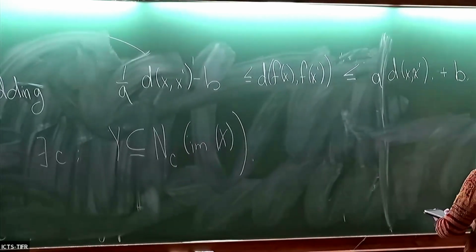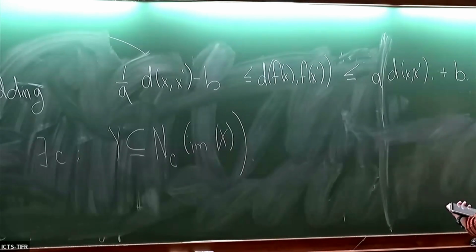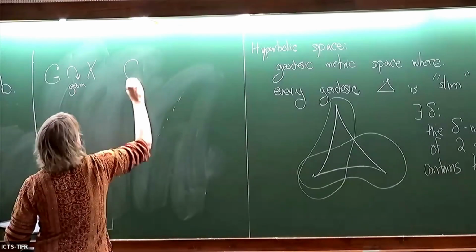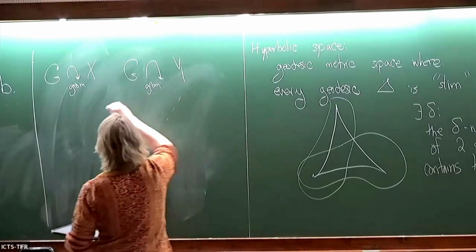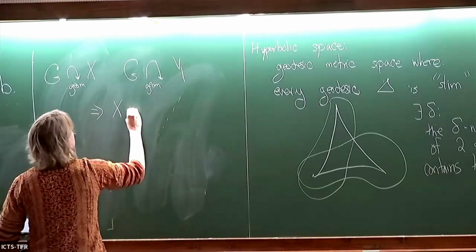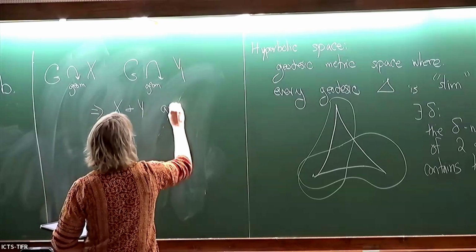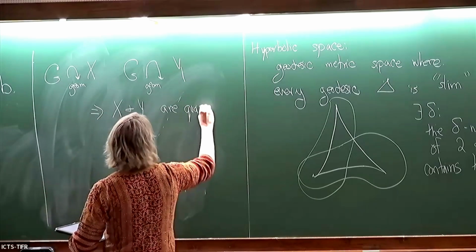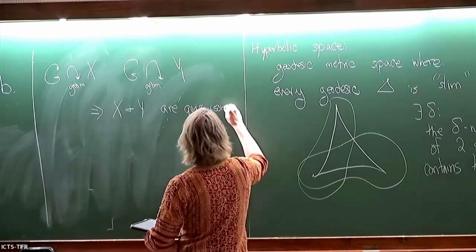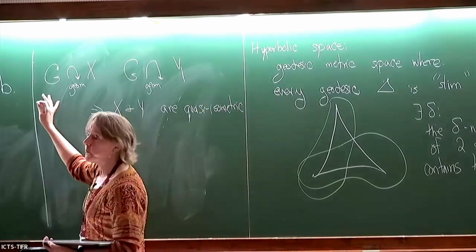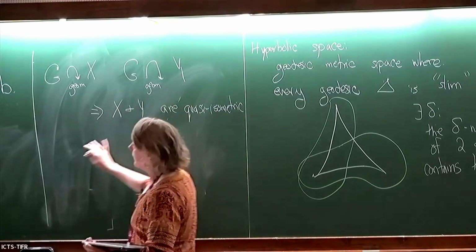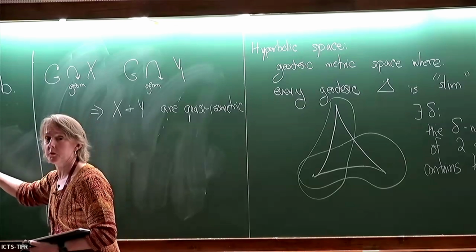Okay, so G acts geometrically on X and G acts geometrically on Y. This implies that X and Y are quasi-isometric. Okay, so now we can say two groups are quasi-isometric. So a quasi-isometry is an equivalence class on metric spaces.